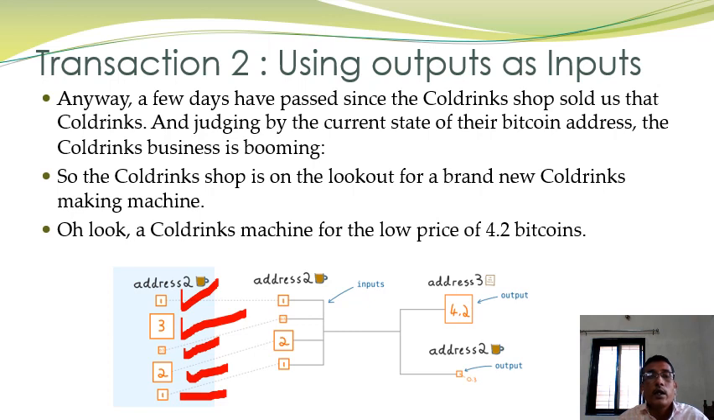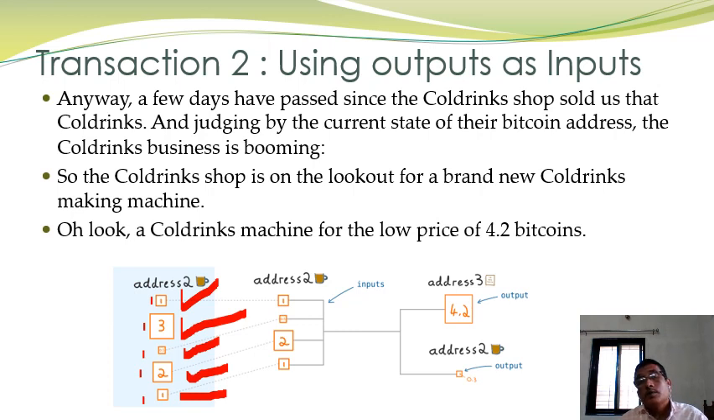So you can see there are a number of transactions done by this cold drink shop. The cold drink shop has address 2, and it has the outputs. You can see there are 5 outputs. Output 1 contains 1, output 2 contains 3, output 3 contains 0.5 coins, then output 4 contains 2 and output 5 contains 1.